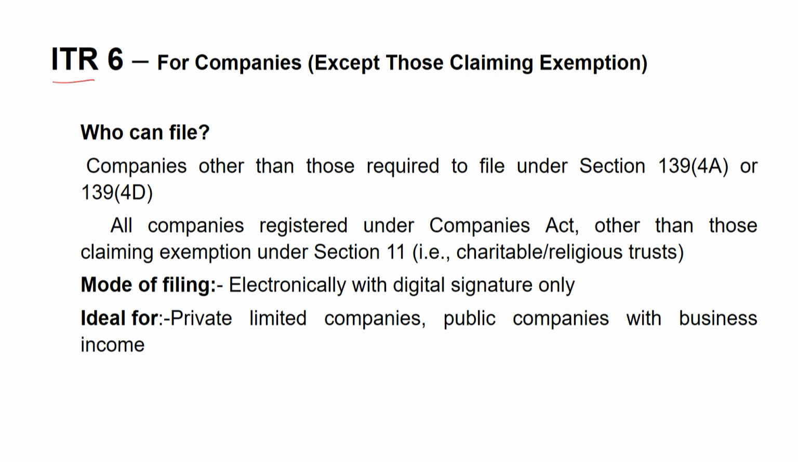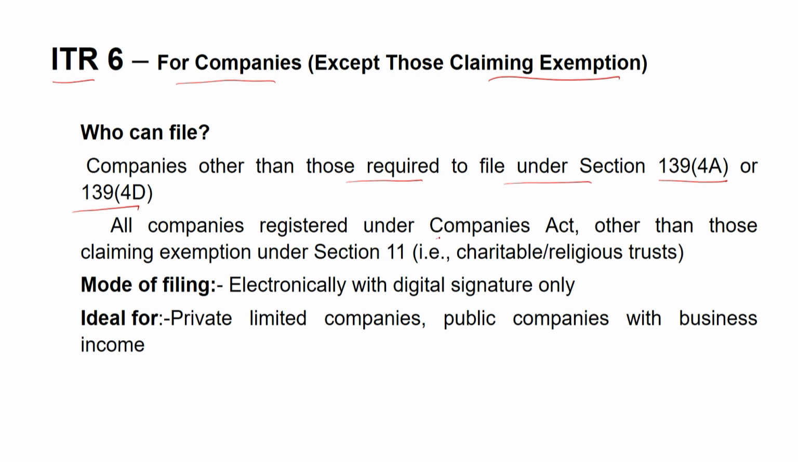Next ITR form is ITR6. The ITR6 is for companies except those who are claiming exemptions. So under the special economic zones or under any other particular section of the Income Tax Act, if any business or any company form of organization is claiming for exemption, then they cannot file their return with the help of ITR6. All other companies, those required to file under section 139(4)(a) or 139(4)(d), they need to file the return with the help of ITR6.